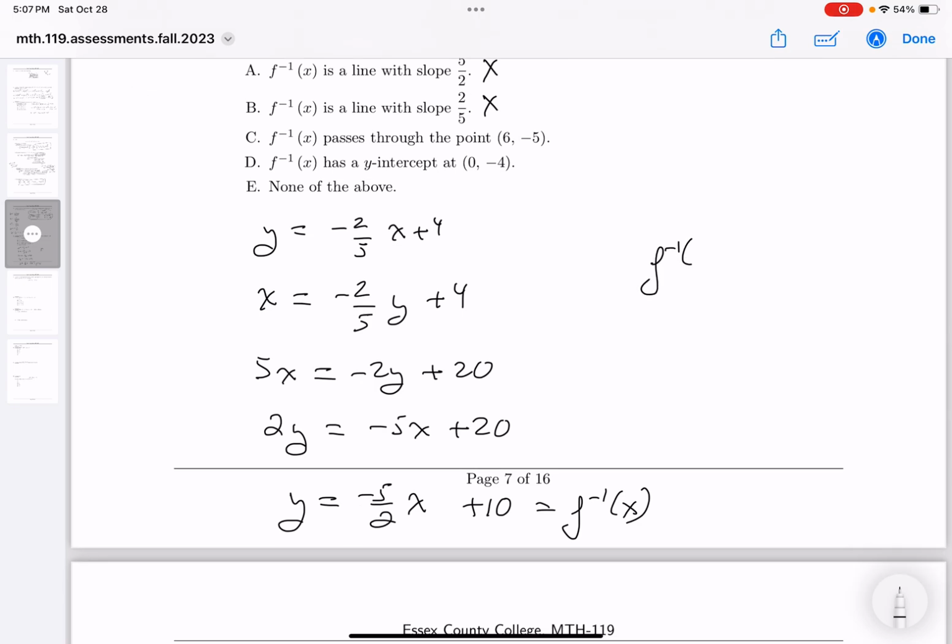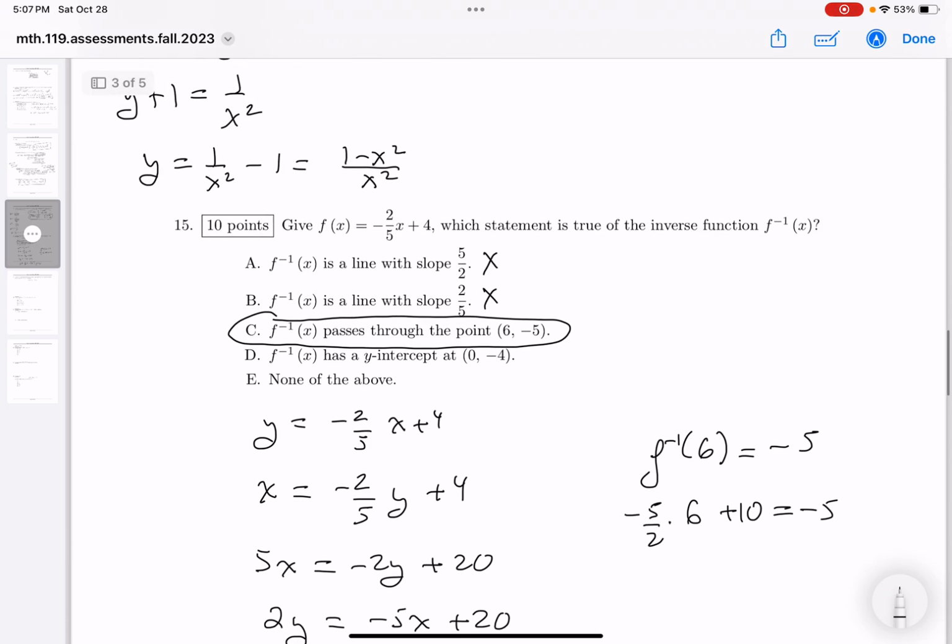Let's see if f inverse evaluated at 6 equals minus 5. So I'm looking at f inverse, evaluated at 6. Does it equal minus 5? I don't know that. Let's take a look at that. What are you going to get? Minus 5/2 times 6 plus 10. Let's see if it equals minus 5. What do you get there? 3. 2 goes in 6 3 times. Minus 15 plus 10 is minus 5. This is the correct answer. All right, let's go to the next one.